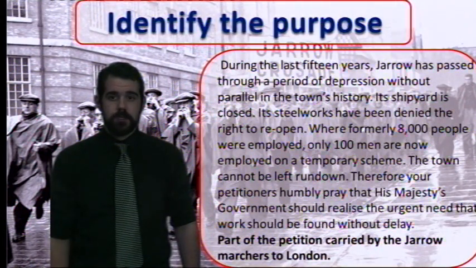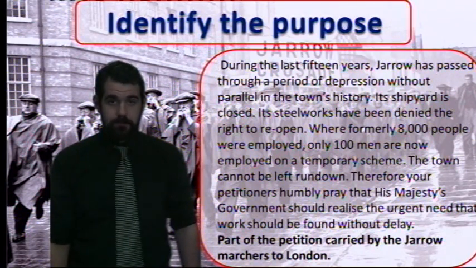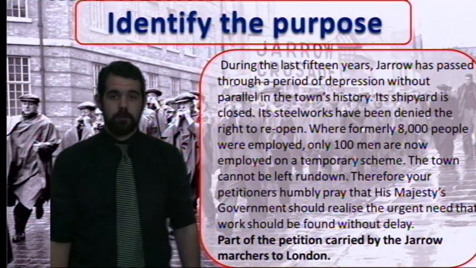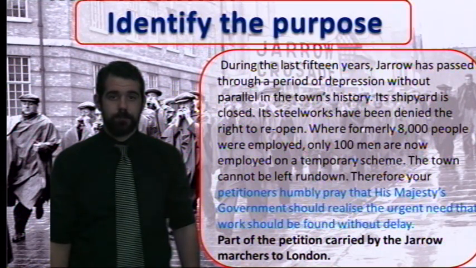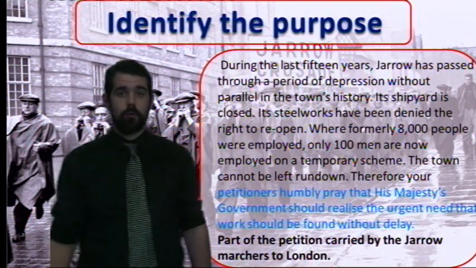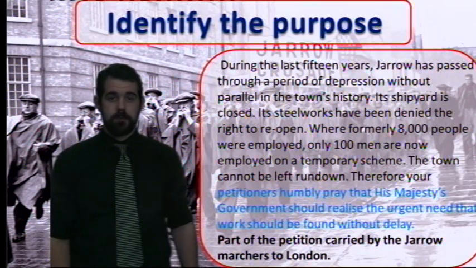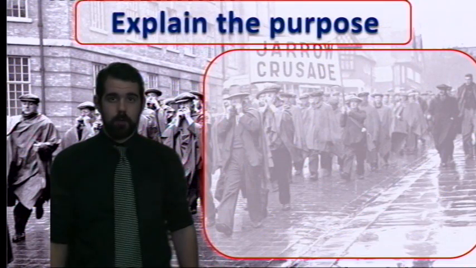So, the first thing to do is to identify the purpose. I'm going to be using the purpose of this petition for the Jarrow Crusade. So you can read that by pausing and watching. The purpose is identified by this extract highlighted in blue. The petition is about trying to get work for the people of Jarrow. If you say that, you get marks because you've stated the purpose. If you support it with that quote, you get more marks. You get up into the 3 to 5 marks because you have support from the source for the purpose.